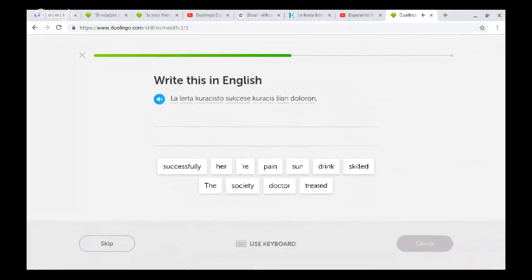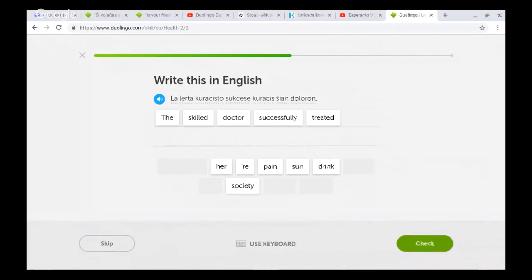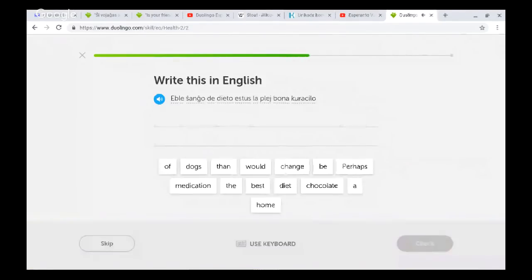La lerta kuracisto sukcese kuracis ŝian doloron. I think we said that already. The talented doctor, the skilled doctor, successfully treated her pain. Eble ŝanĝo de dieto estus la plej bona kuracilo. Maybe a change of diet. Perhaps a change of diet.